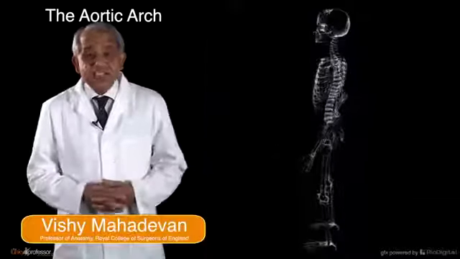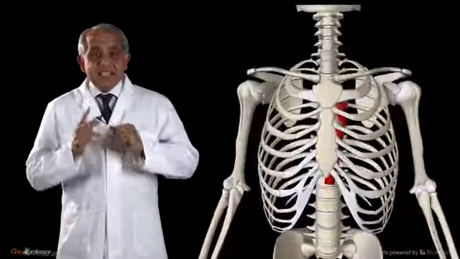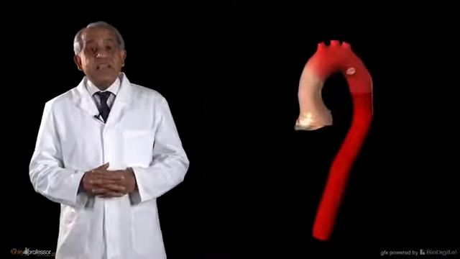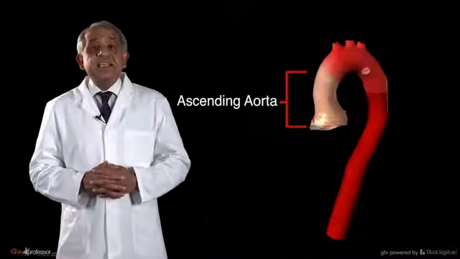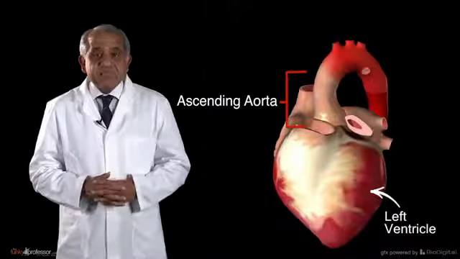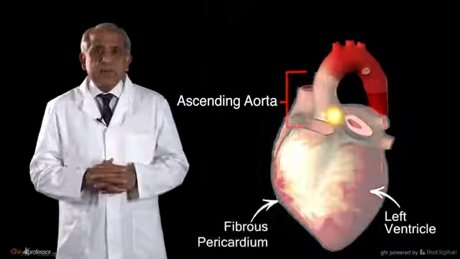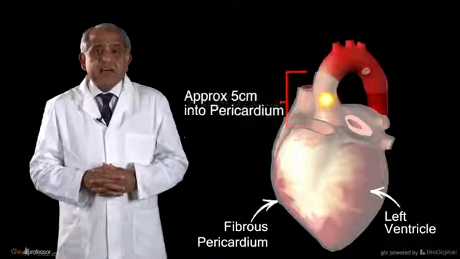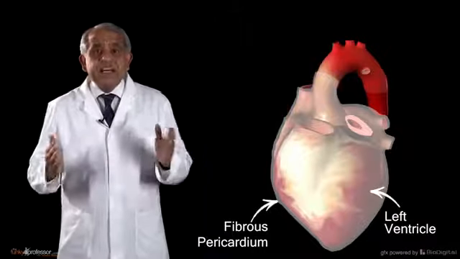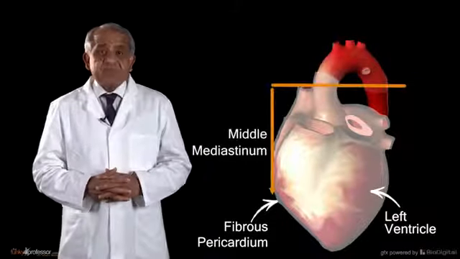The aorta within the thoracic cavity, in other words the intrathoracic aorta, has three segments to it. It's interesting to note that each of those three segments is in a different subdivision of the mediastinum. So let's start with the ascending aorta. It commences at the orifice between the left ventricle and the aorta. It runs entirely within the fibrous pericardium for a distance of about 5 or 6 centimeters. Being in the fibrous pericardium, it is entirely in the middle mediastinum.